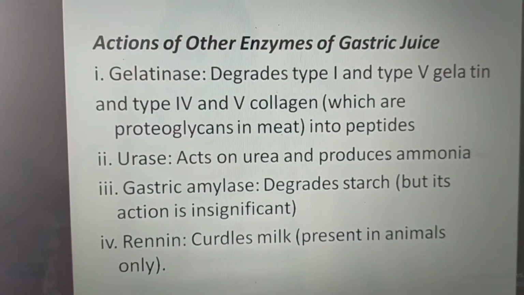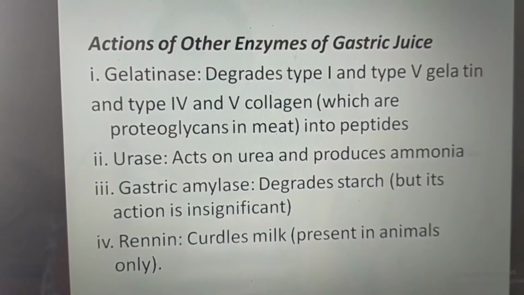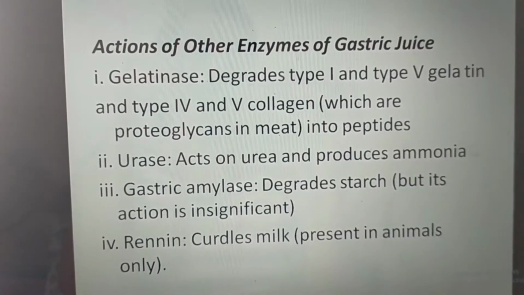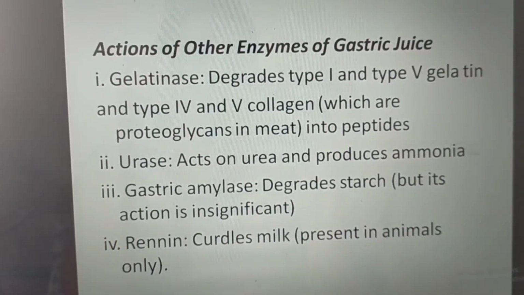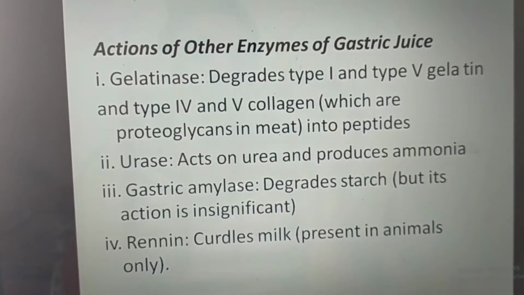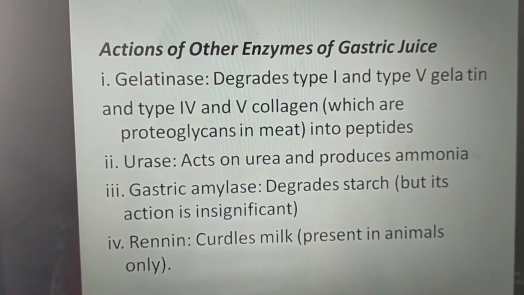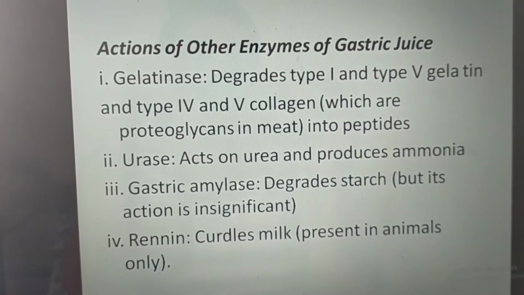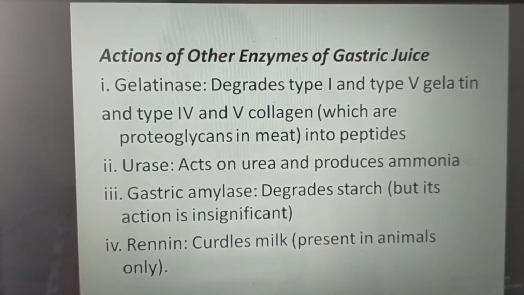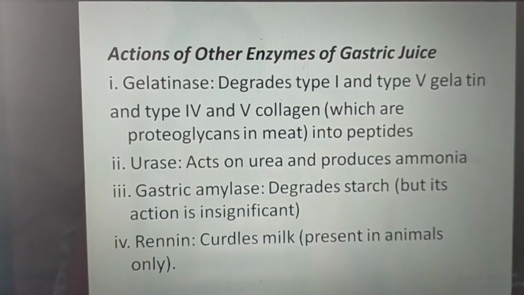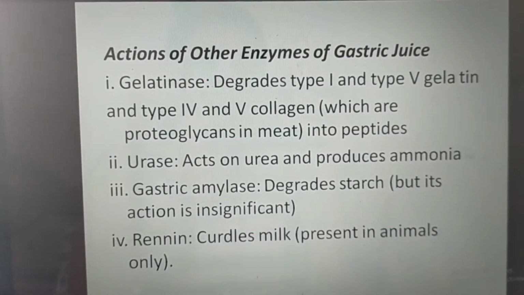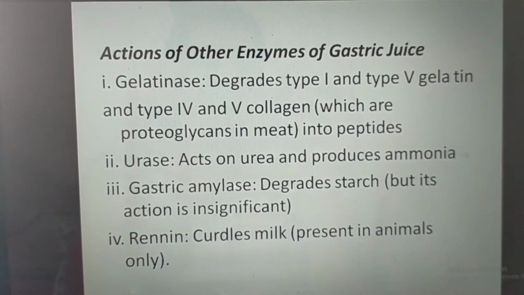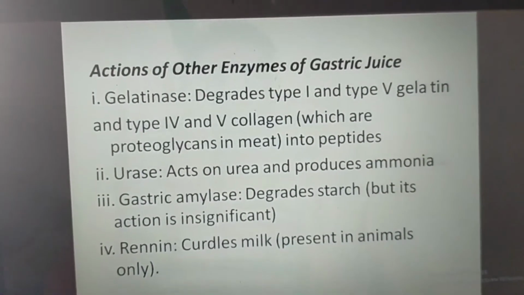Actions of other enzymes of gastric juice. Gelatinase. It degrades type 1 and type 5 gelatin and type 4 and type 5 collagen, which are proteoglycans in meat, into peptides. Urease. It acts on urea and produces ammonia. Gastric amylase. It degrades starch. Rennin curdles milk.